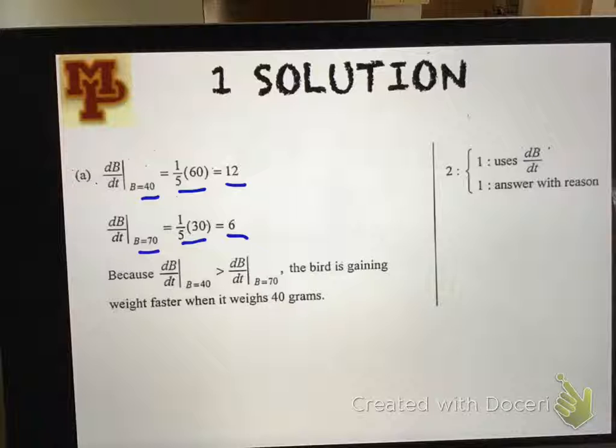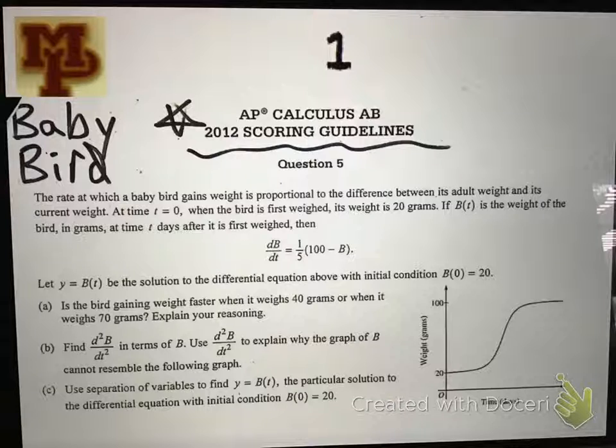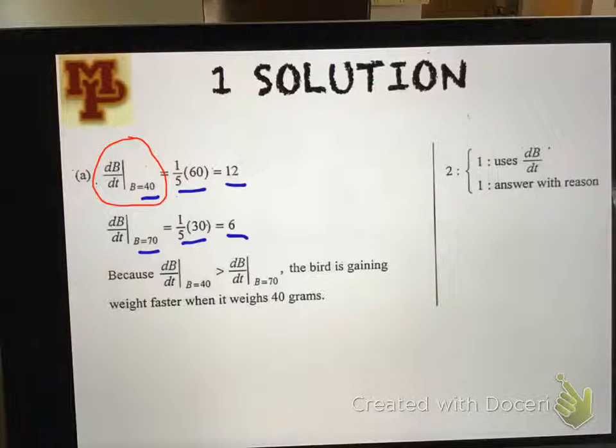Take note too of the notation. This is a way to show that you're plugging something into the derivative. So dB/dt, and it has this little bracket, and then you can put whatever you're plugging in near the bottom there. So B equals 40. So that's being plugged into this derivative here. All right, that's part A.